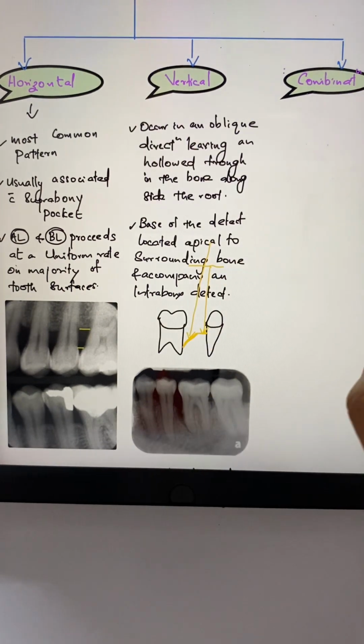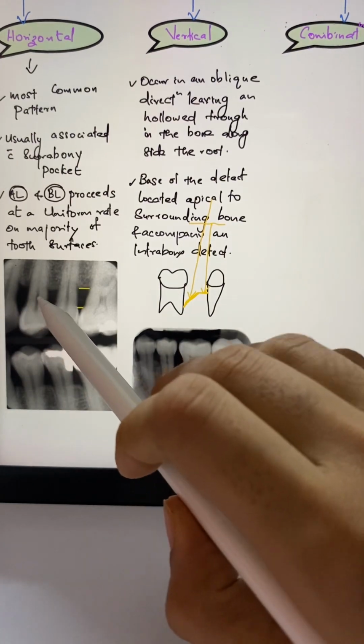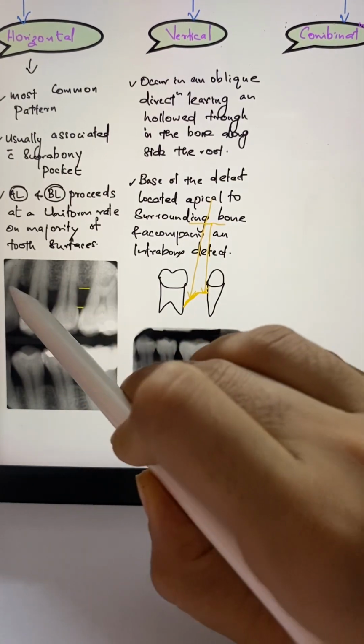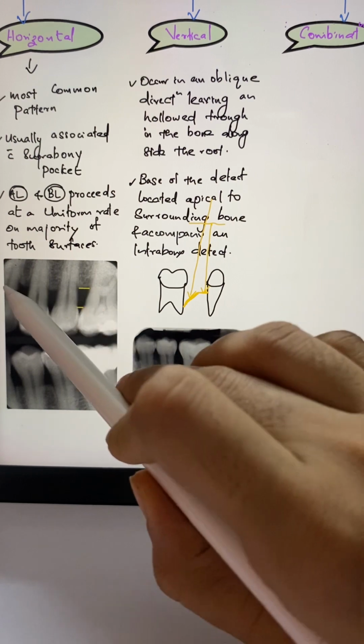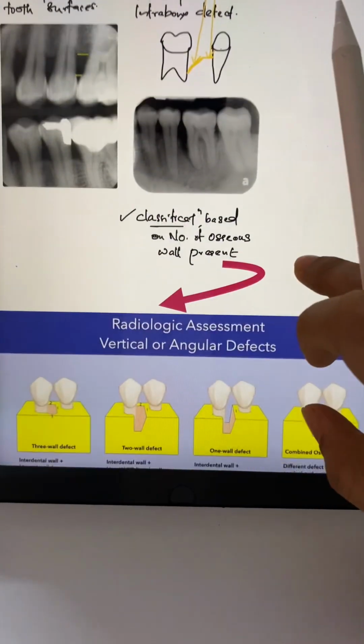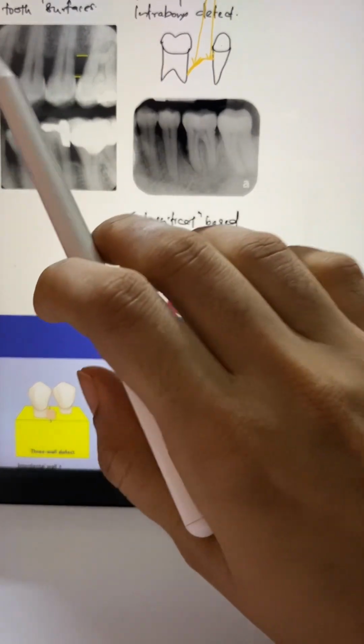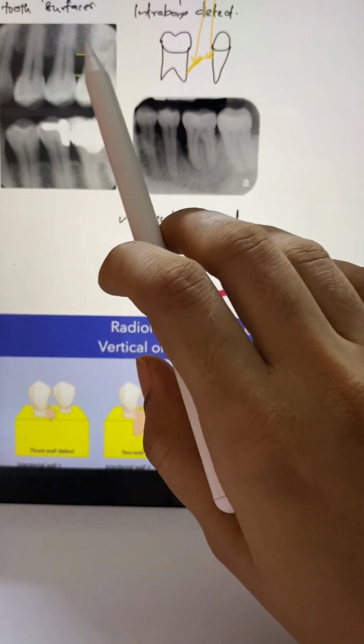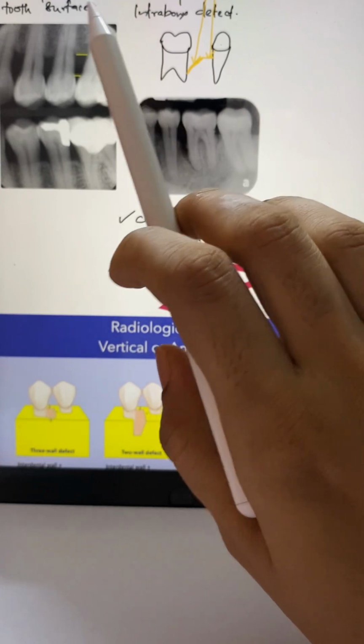First, there are different types of bone loss. First is the horizontal bone loss. If you see the picture, the bone loss has happened in a horizontal manner. This is the most common pattern, usually associated with a suprabony pocket. The attachment loss and bone loss happen at a uniform rate on the majority of the tooth surfaces.